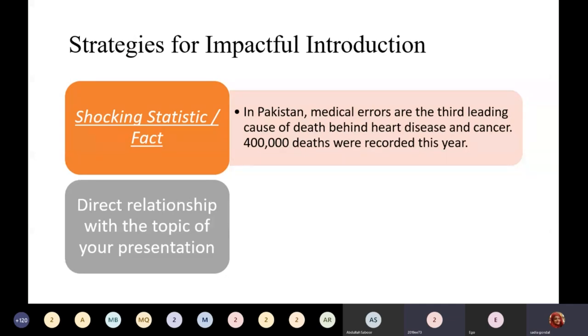The third strategy is introducing something shocking, and it can be in the form of an image, a fact, or a statistic, right? For example, if you talk about medical errors in Pakistan, you can start your presentation with: in Pakistan, medical errors are the third leading cause of death behind heart disease and cancer, and 400,000 deaths were recorded this year. Now, this is something startling, really surprising for a person who is not into the medical business, right?